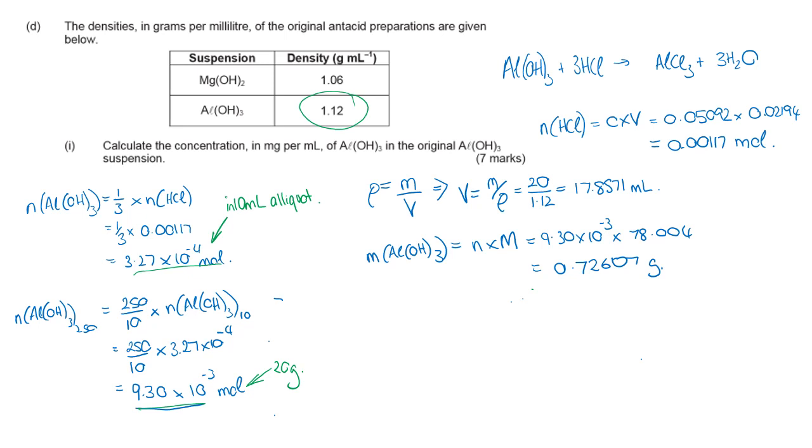Finally, the concentration of Al(OH)3 is mass on volume. So we want it in milligrams per mil. We're going to change this to milligrams, so that's 726 milligrams over 17.8571 equals 40.7 milligrams per mil as your final answer. So dealing with density is tricky.